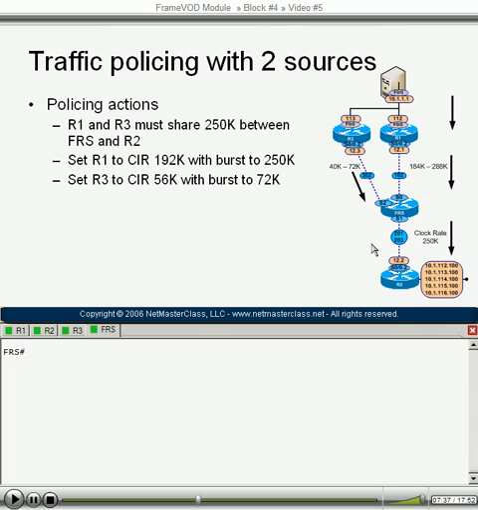As long as the combined traffic is less than 250K, all traffic will be sent. But any traffic over CIR will be marked discard eligible. First, we change the policing parameters applied to R1.